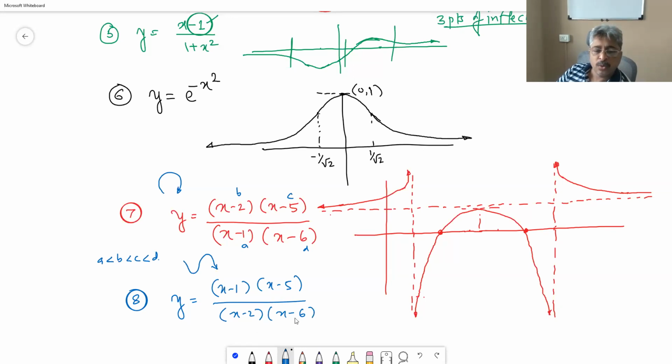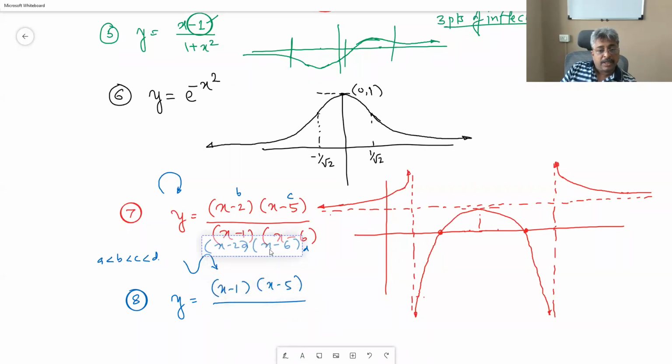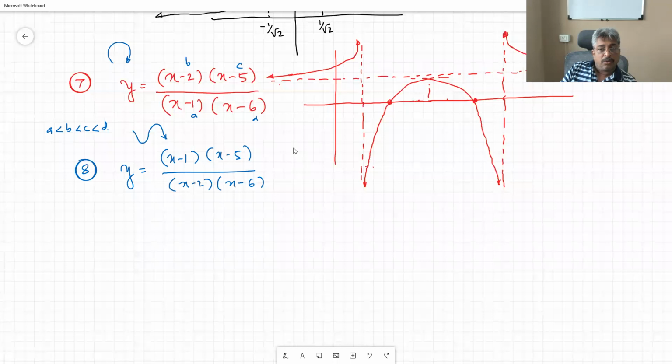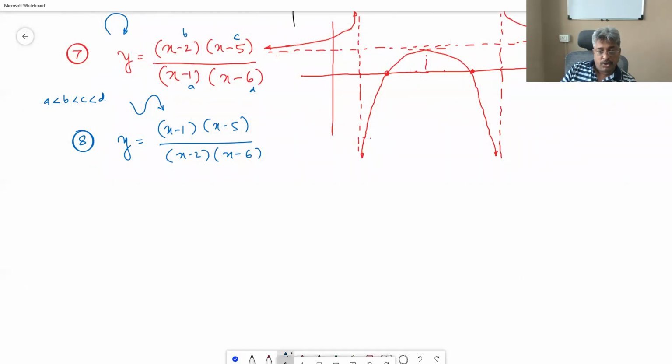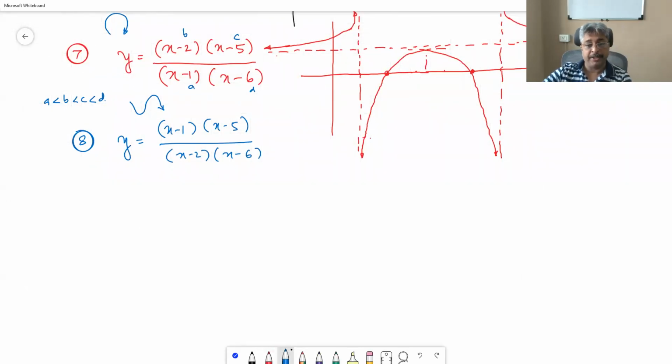Okay. So how will the graph look like? Spend some time and sketch it. The nature of this analysis is exactly the same. The nature of this graph is going to be like this.